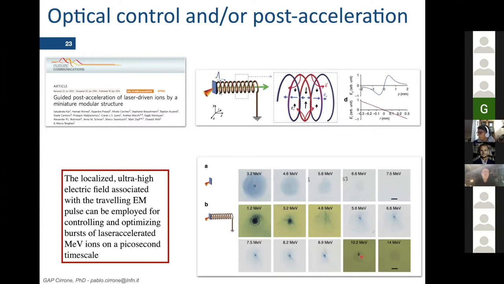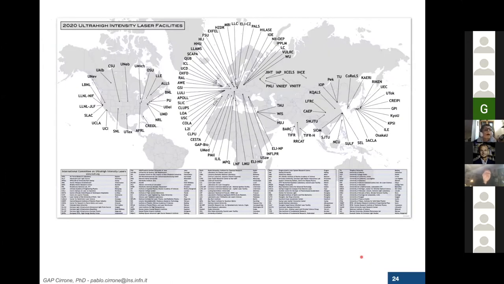Well, I go towards the end of this talk. This is the list today of the ultra high intensity laser facilities around the world with different characteristics, but all facilities that are used mainly to study plasma physics and acceleration processes.